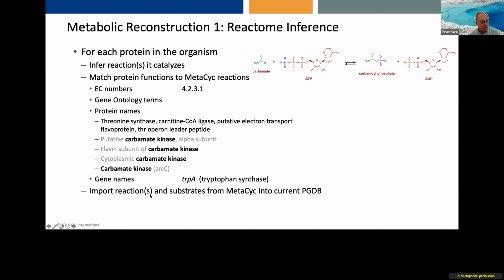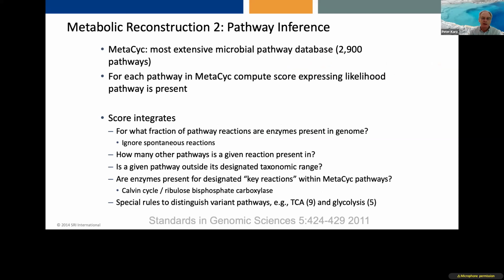And so finally, if a reaction is inferred for the protein that we're considering, the software will import the reaction and its substrate molecules from MetaCyc into the new PGDB that we're constructing. So that's the reactome inference phase. At the end of this phase, we've imported anywhere from several hundred to a few thousand metabolic reactions into the new database we're building. And we then use those metabolic reactions to perform pathway inference.